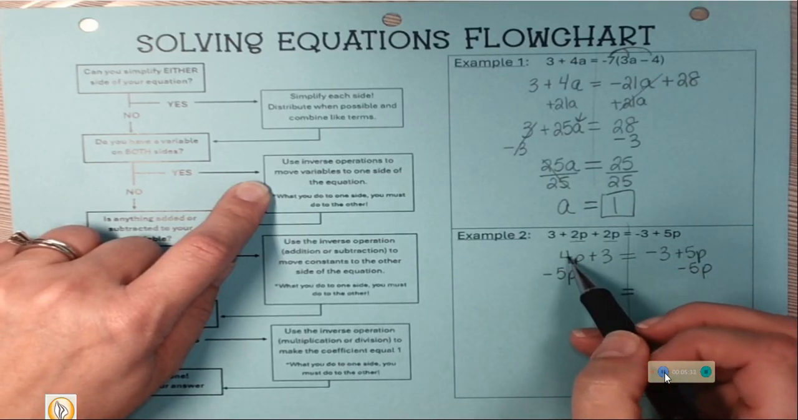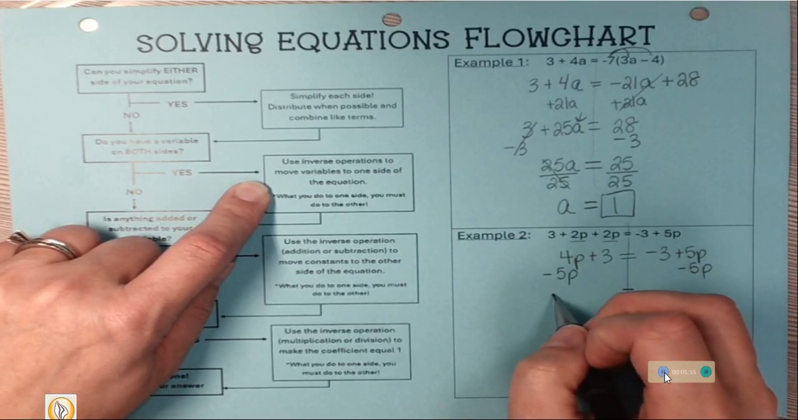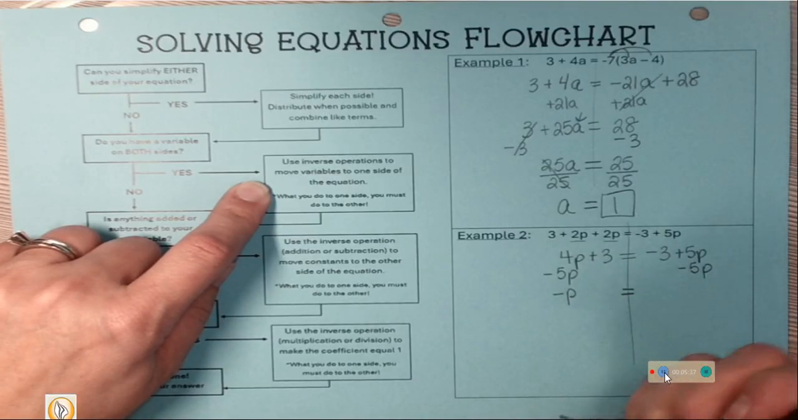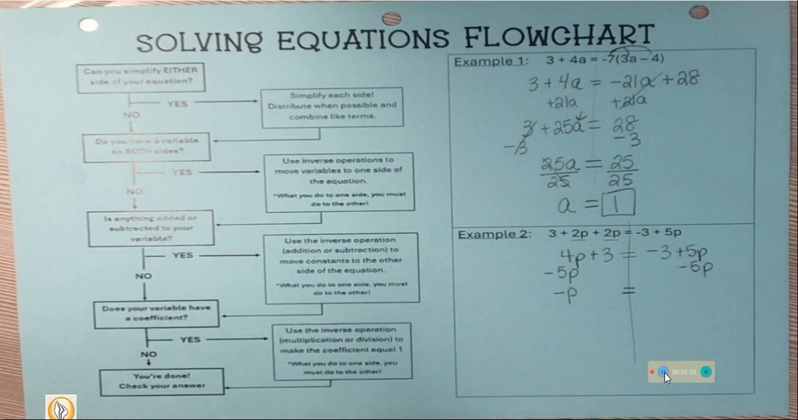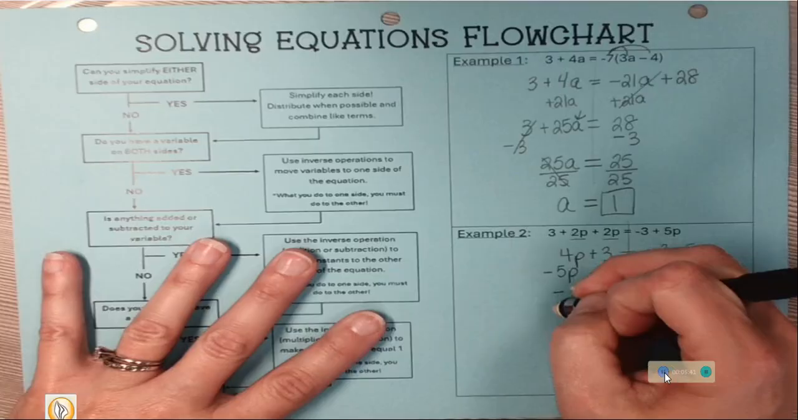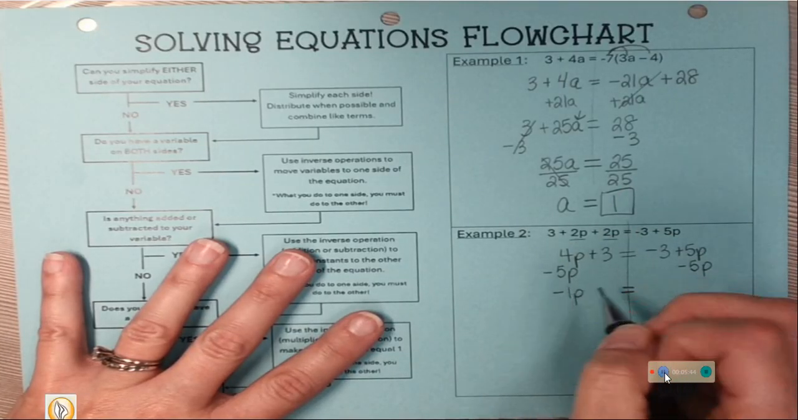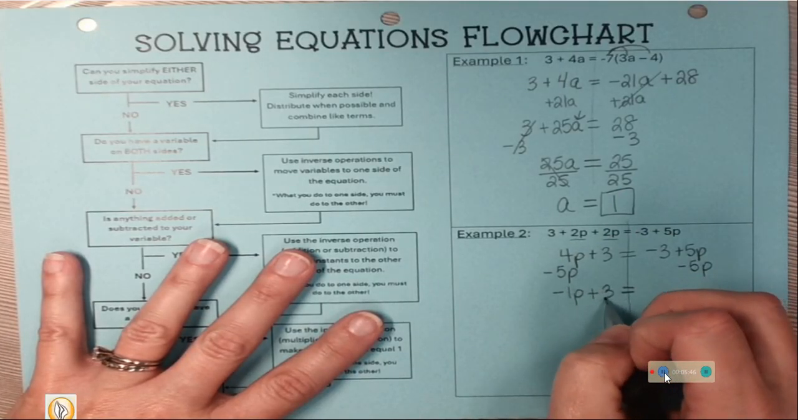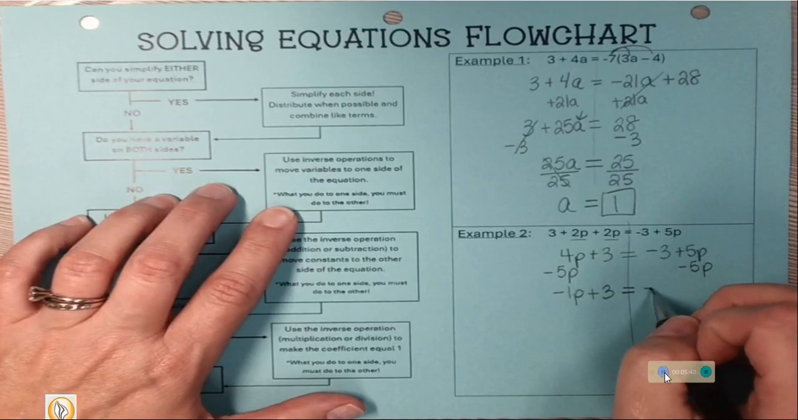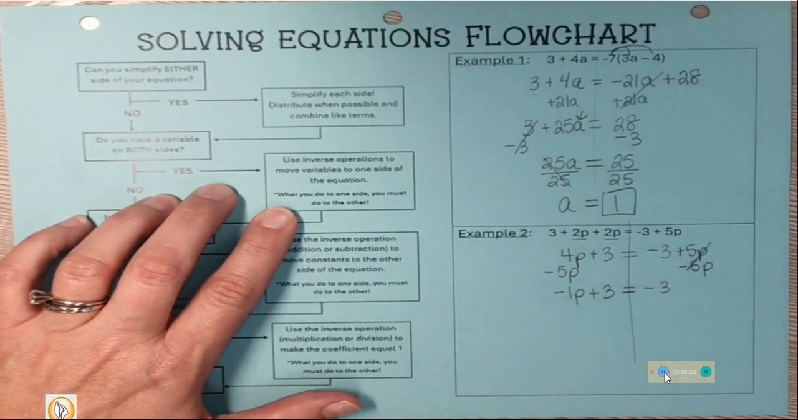What is 4p minus 5p? Negative 1p. Now, if you like the 1 there, I'm going to scoot this over and I'll put the 1. If you don't need the 1, you don't have to put it. So I bring down plus 3. Okay? I've got negative 3 and my p's disappeared.